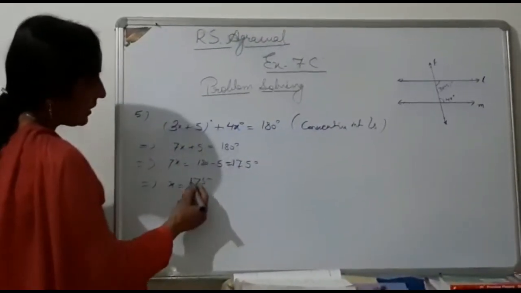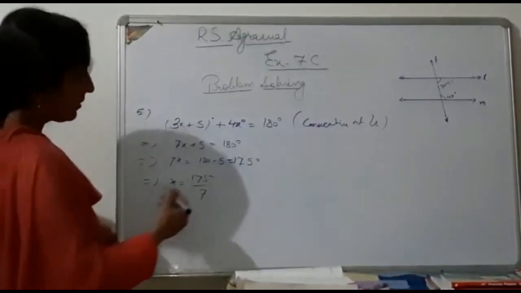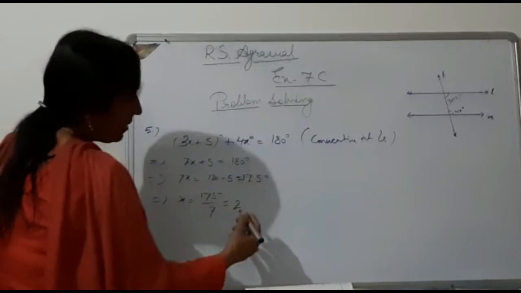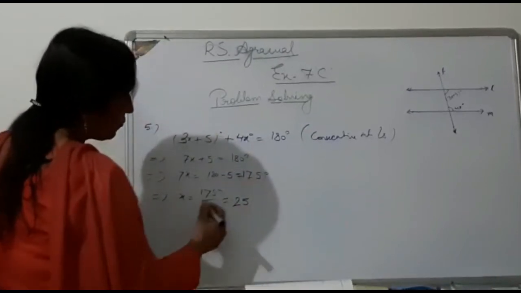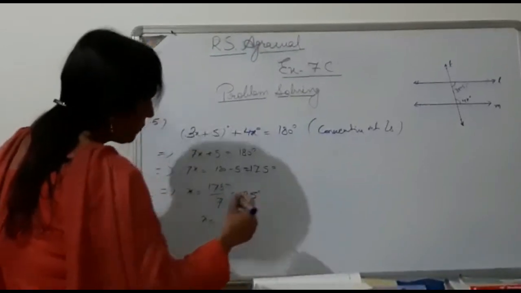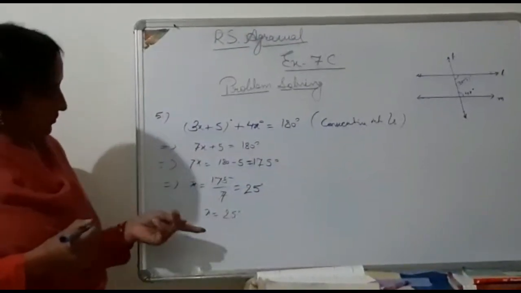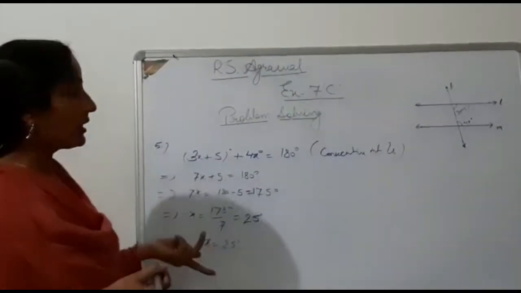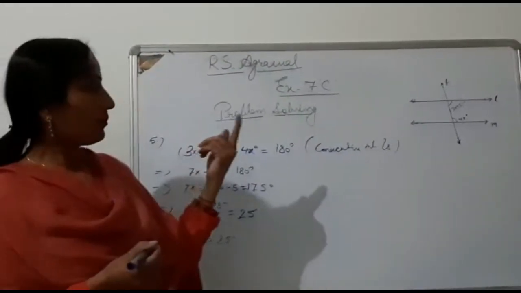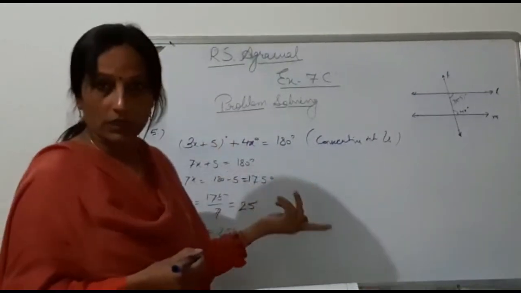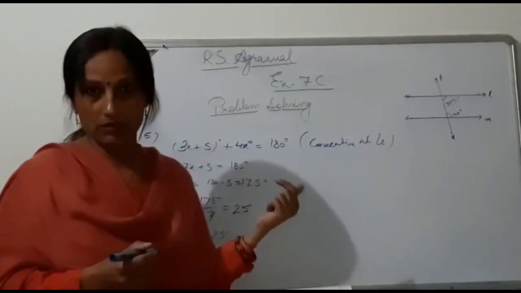Now x is equal to 175 by 7. So 7 twos are 14 and 7 fives are 35. So it will come x is equal to 25 degree. So for the value 25 degree, the x value will be 25 degree, and for this value the both consecutive interior angles will have sum of 180 degree, then both lines will be parallel. So this is the answer.